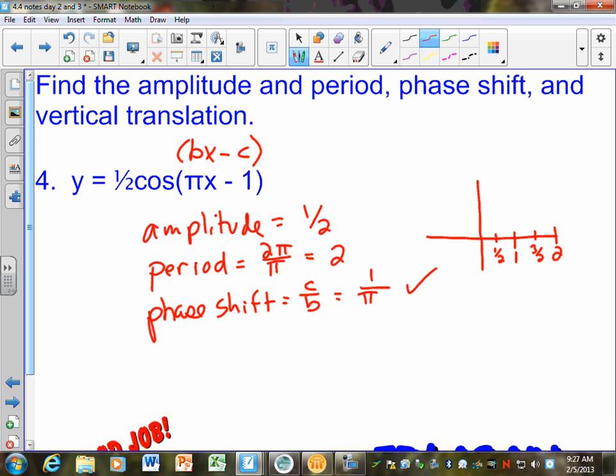What about the vertical translation? What letter am I looking for in that? D, which means a number added or subtracted outside of it. So like not in the parentheses, there's nothing out here, so what does that mean for my vertical translation? There's none. If you want to write 0, you can write 0. I'm just going to write none here.